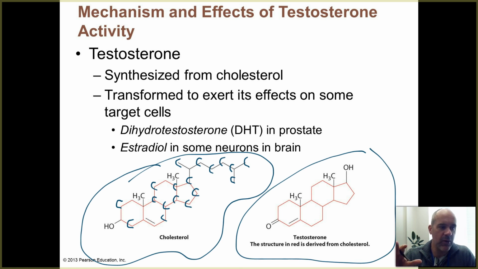So the core of testosterone looks like the core of a cholesterol molecule, but there are some changes. Enzymes inside the cells that produce testosterone convert cholesterol into the testosterone molecule. And on this diagram, the part in red shows you which parts are still identical to the original cholesterol molecule.